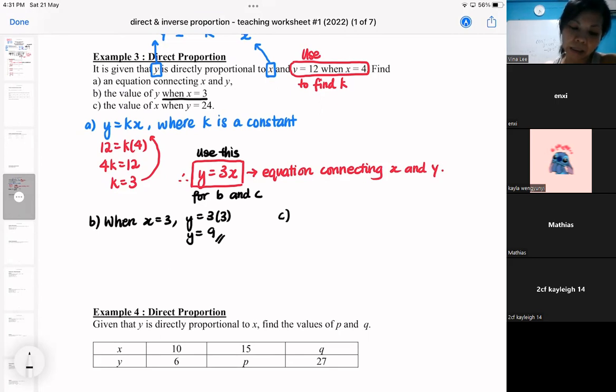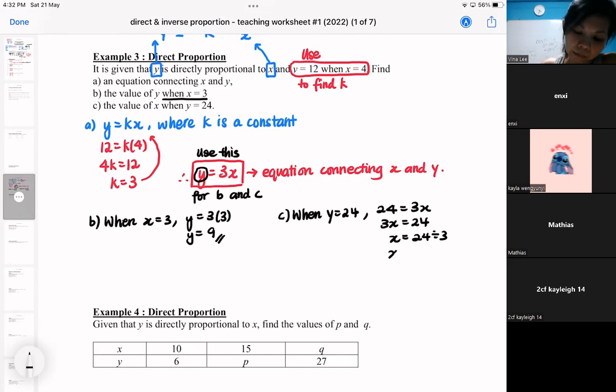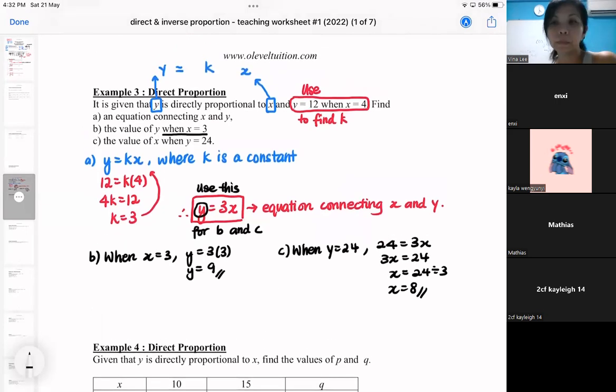It's actually very easy. So the next question, they ask you, what happened when Y is 24? That means this y will be changed to 24, and then you look at your algebra. How do you find your x? You got to divide by 3. So can you see your formula is important?